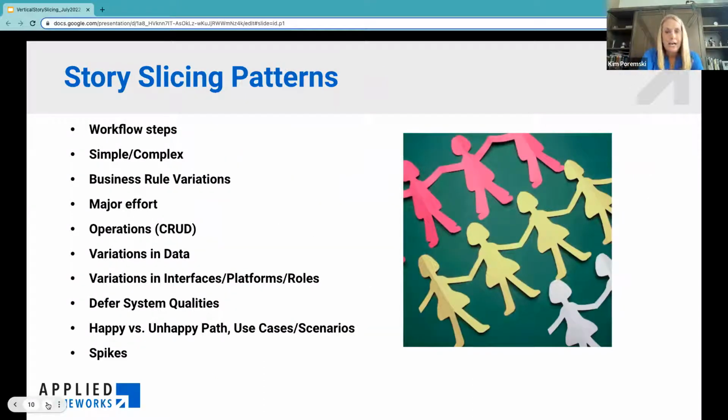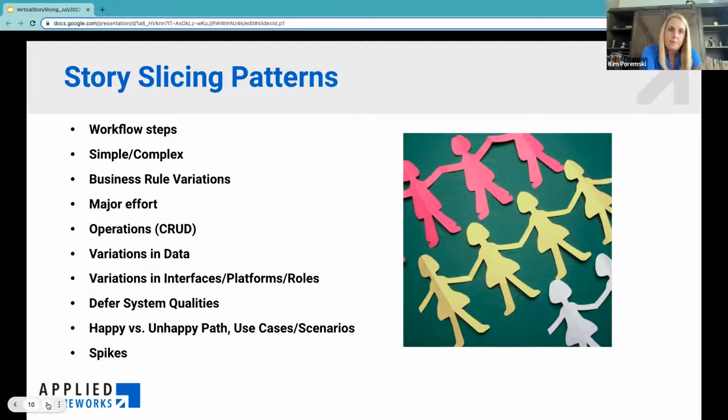So how do we take work that we have and turn it into something that is vertically sliced that can keep the focus on that customer? There are several patterns that you can apply to slice user stories, decompose that work.